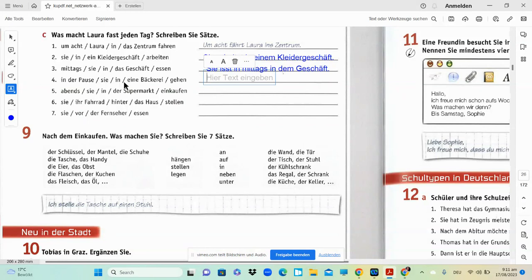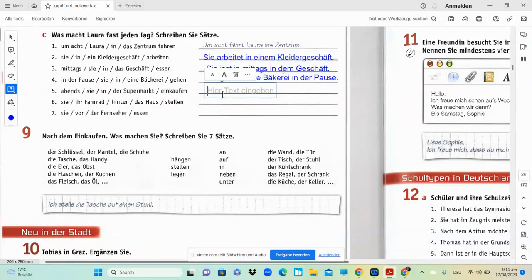In der Pause sie in eine Bäckerei gehen. So sie geht in eine Bäckerei, in der Pause. Okay, haben sie in der Supermarkt einkaufen.